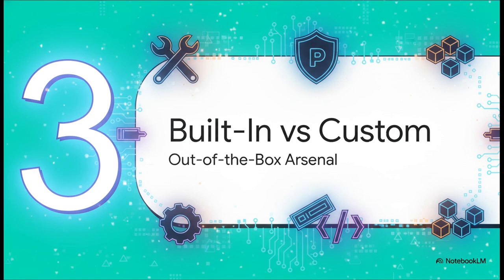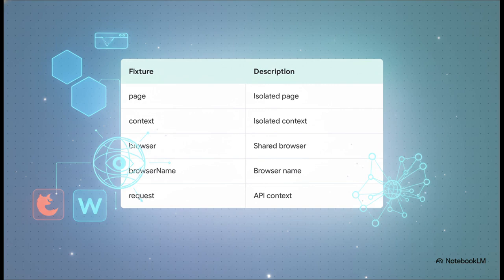Section 3, built-in versus custom fixtures. Let's look at your out-of-the-box arsenal. You've actually probably used fixtures without even realizing it. Playwright hands you this built-in arsenal of heavy hitters on day one. When you just pass the page argument into your test function, Playwright is automatically provisioning an isolated browser page just for that specific test run. The same goes for context, which handles your isolated browser context.